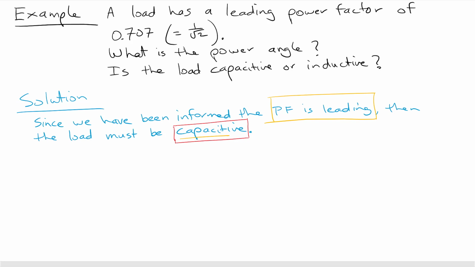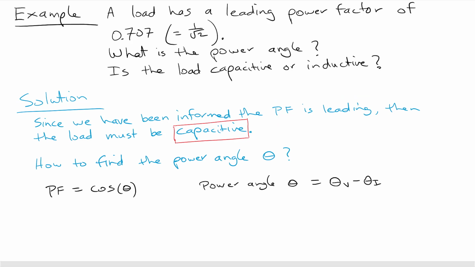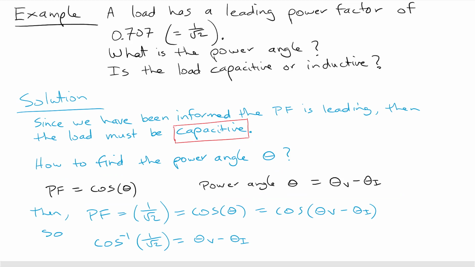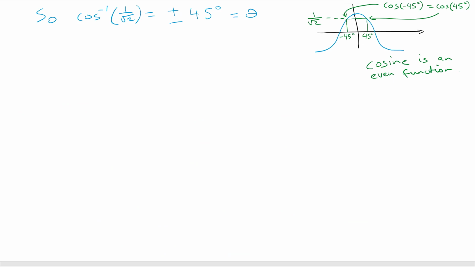Okay, so now let's find out the power angle. So, what is it that we know? We know, from our theory, power factor is cos theta, and the power angle theta is equal to theta v minus theta I. So we've been given cos theta, which is 1 over root 2, and we know that is equal to cos of theta v minus theta I. And then if we take the inverse cos of 1 over root 2, that's going to be equal to theta v minus theta I. So we can see that the inverse cos of 1 over root 2 is going to be equal to plus or minus 45 degrees, which is theta, which is the power angle.